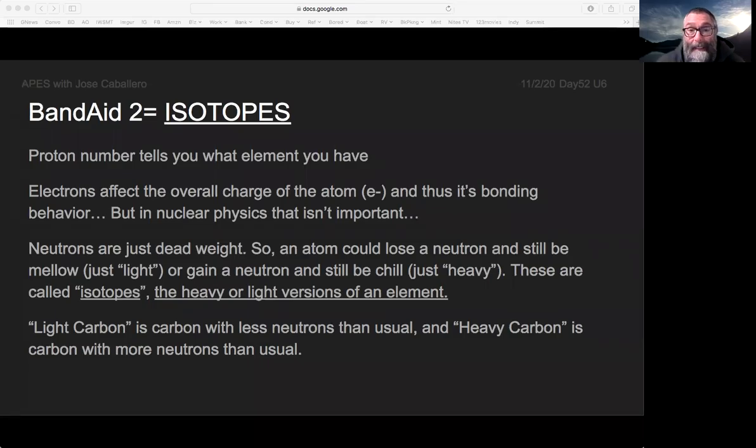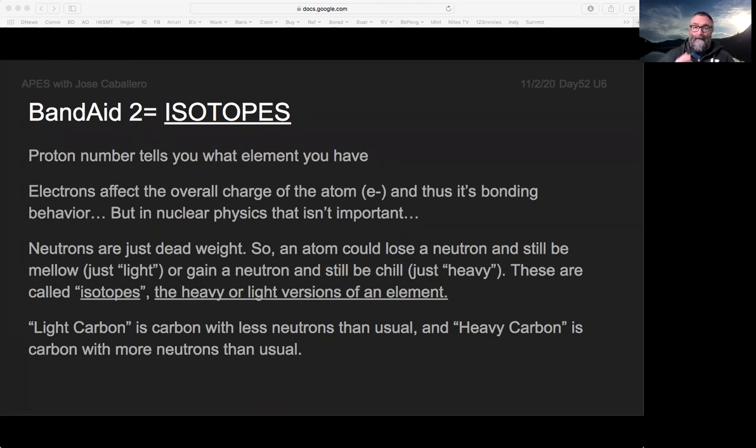Okay, in chemistry BandAid number 2, I need to introduce something called isotopes. I'll explain, I'll give you some examples, and your takeaway from this is that there are heavy and light isotopes. I'll give you some examples, then we'll move on to other stuff that gets us closer to the atomic energy stuff, okay?